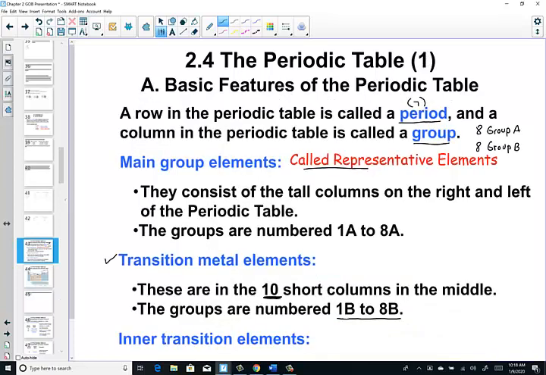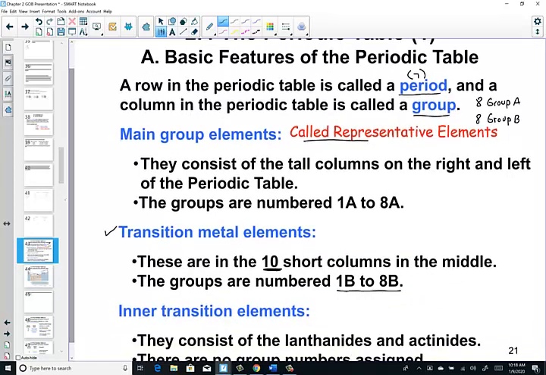Those transition elements are known as the short columns, Group 1B to 8B, but remember it actually starts with 3, then 4, then 5. Once you get to 8, then it goes back to 1 and 2B.